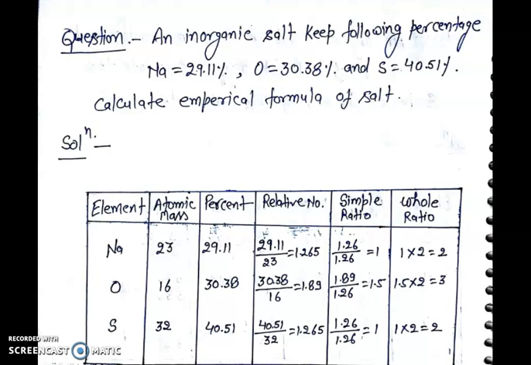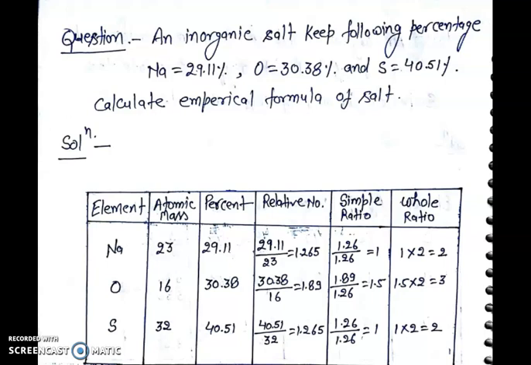The second element is oxygen. The atomic mass of oxygen is 16, and the percentage of oxygen given in the question is 30.38%. The relative number of oxygen is equal to the percentage of oxygen divided by its atomic mass. Here, 30.38 divided by 16, and we get the relative number of oxygen, that is 1.89.